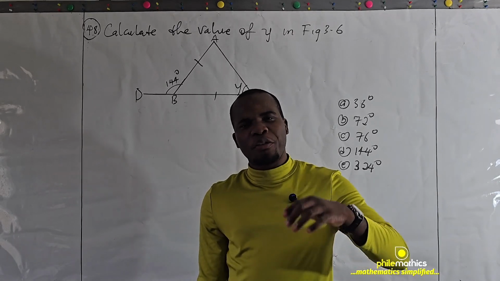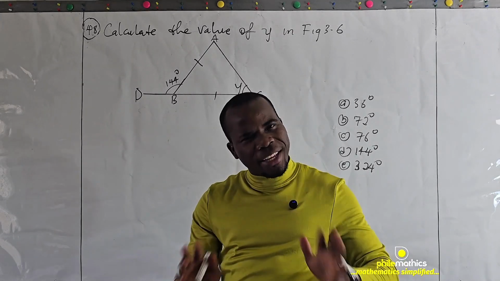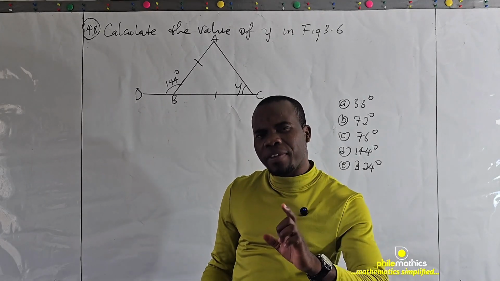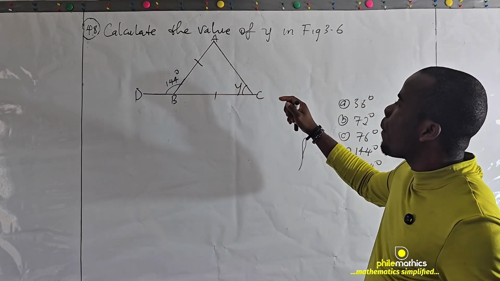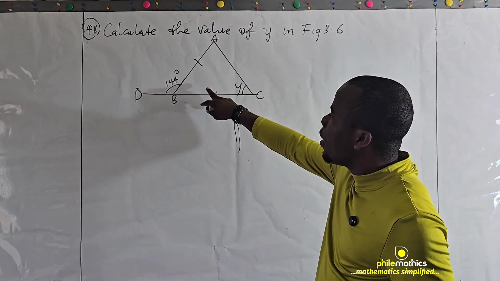Question 48 of NECO 2025 is on plane geometry, specifically on triangle. It says calculate the value of y in this diagram.